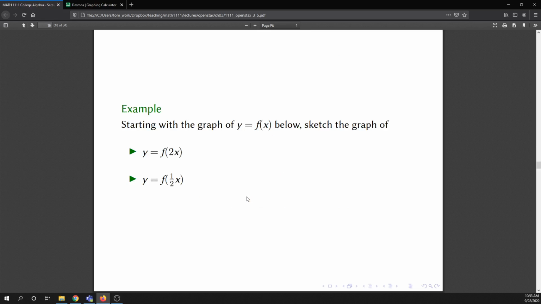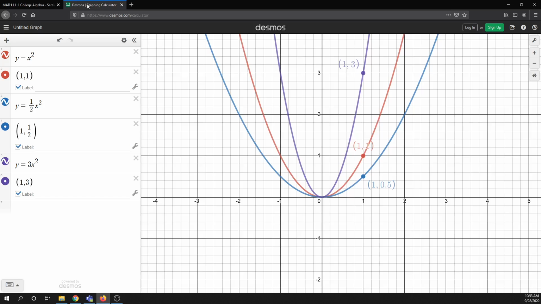Oops, I should have some examples. Let's see, I didn't pick out an original graph, so let's do x cubed.